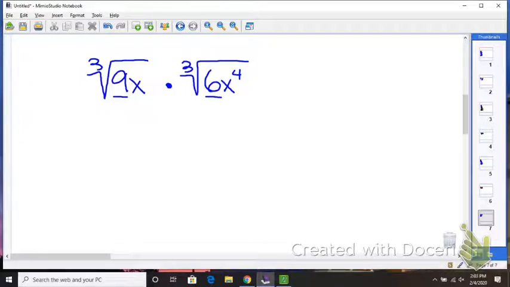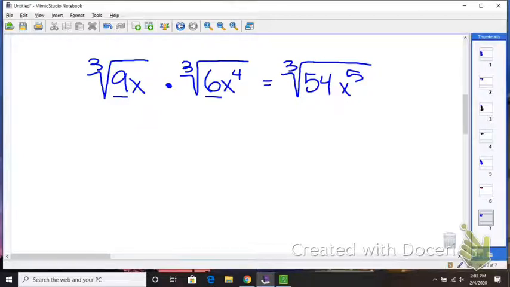So what's 9 times 6? I heard all kinds of stuff. 63, 54. I heard a 64 or 54, I hope. I heard someone say 63. What's x times x to the fourth? X to the fifth.